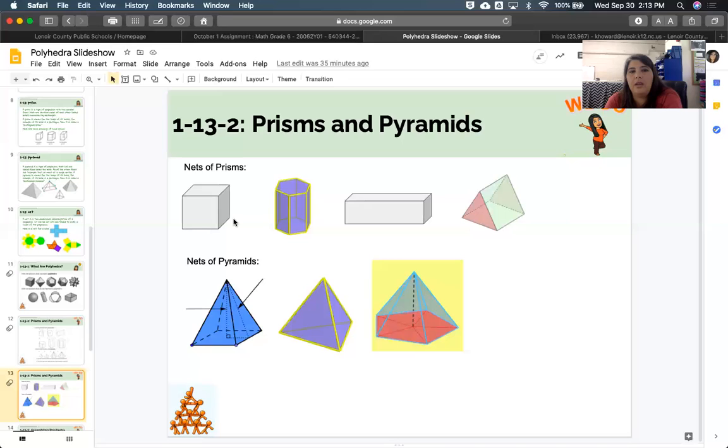Next, I have some videos of nets of prisms and pyramids. So I'm going to click on each shape, and then we're going to be able to look at the nets of each. So the first is a cube.